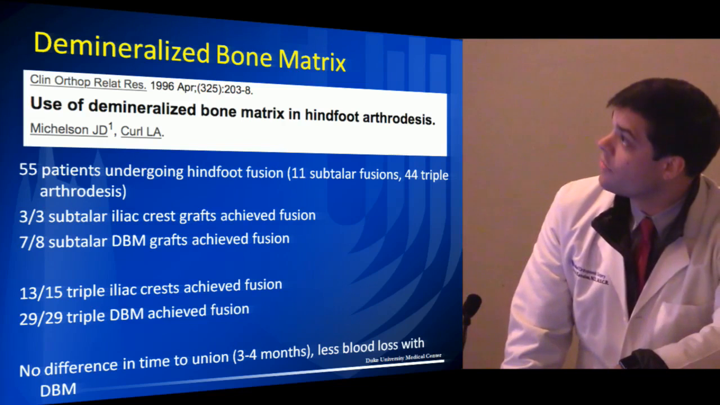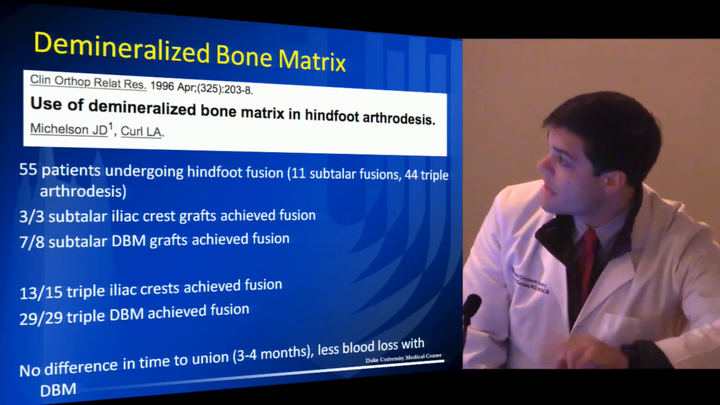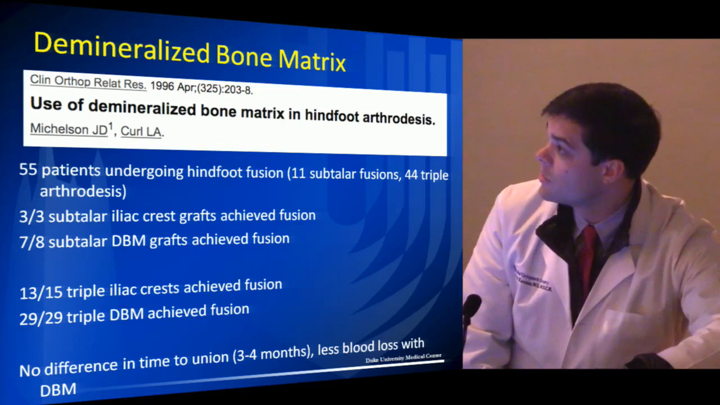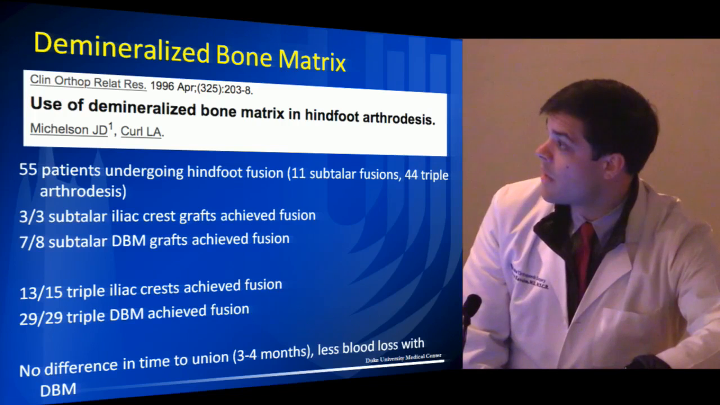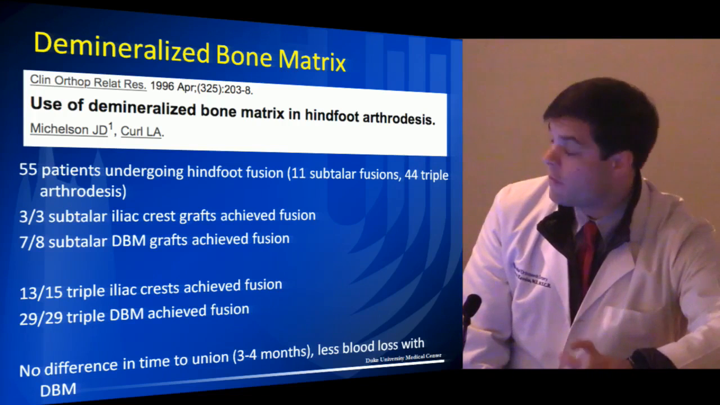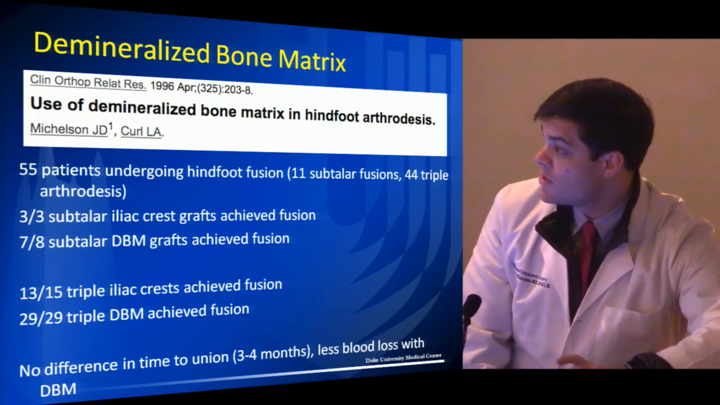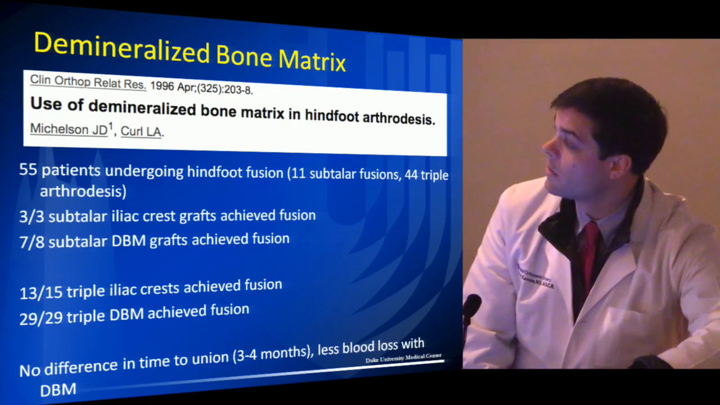Here's some literature from 1996. 55 patients undergoing two types of fusion, subtalar and triple arthrodesis, were compared to iliac crest grafting. There was no statistically significant difference in the rate of fusion. However, there was a statistically significant difference in the complications. And also, there was less blood loss with the demineralized bone grafting.